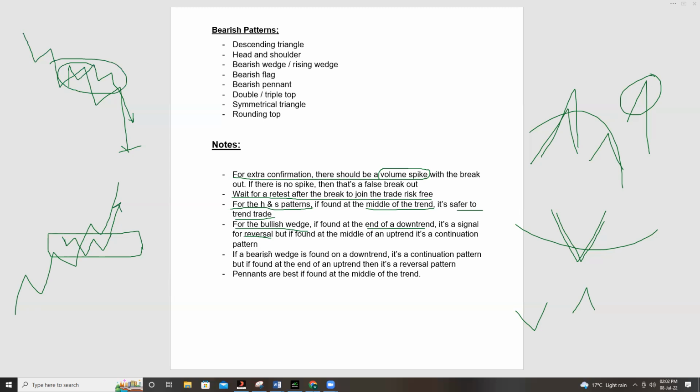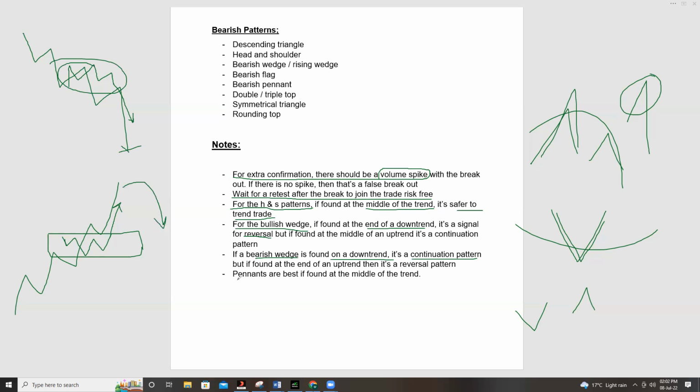Same thing, if a bearish wedge is found on a downtrend, it's a continuation pattern. So if a bearish wedge is found at the middle, if it's found here, you're continuing the selling cycle. But if it's found at the top of an uptrend, now it's a reversal pattern.